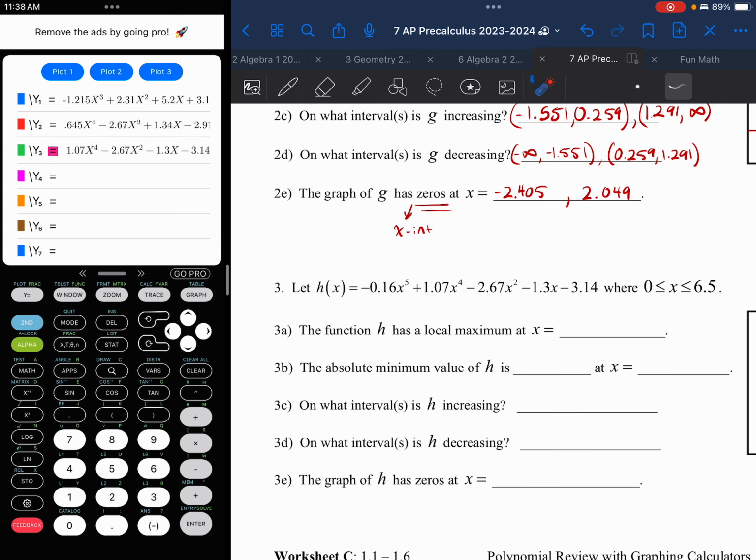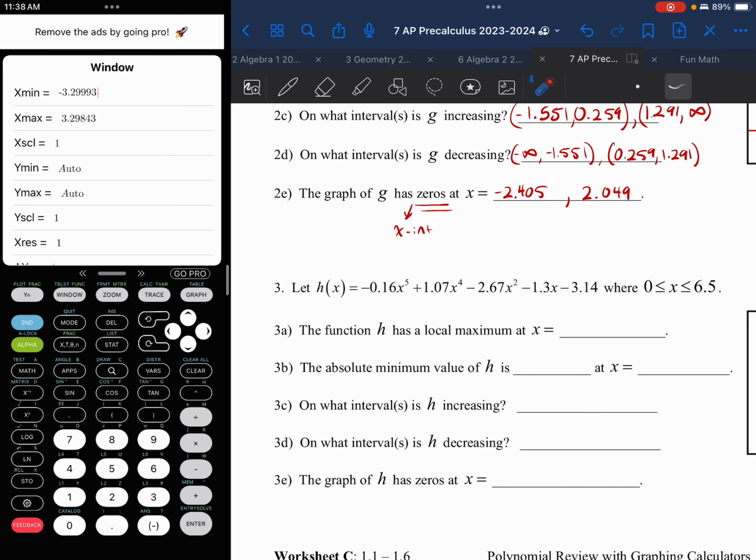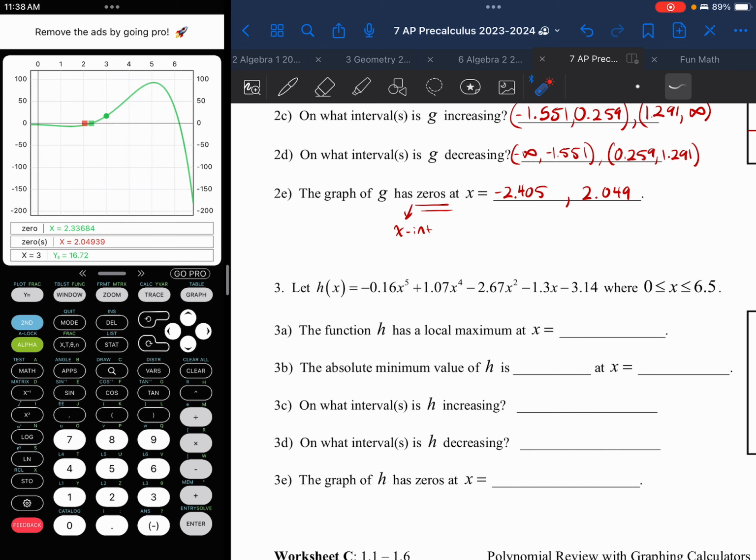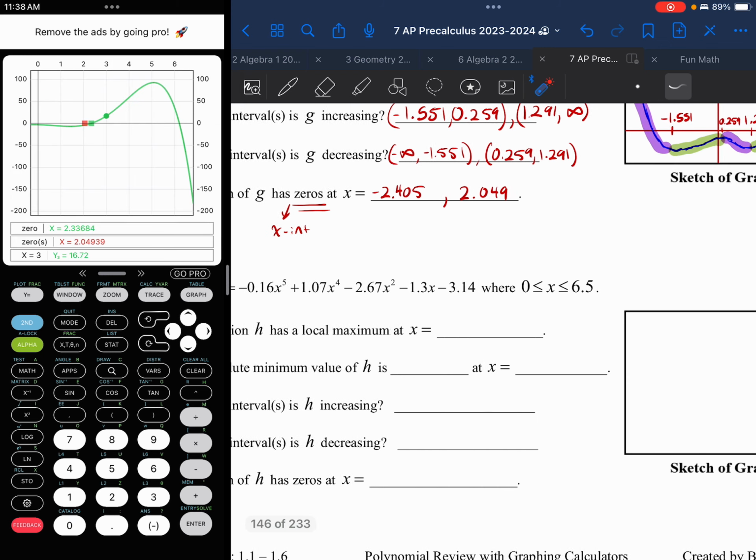Notice that our window is very different now. Our window is between 0 and 6.5. So if I come here to my window, I'm going to change this to 0 and 6.5. I'm going to do a zoom 0. Again, it's slightly zoomed out, so it'll look kind of the same on yours.